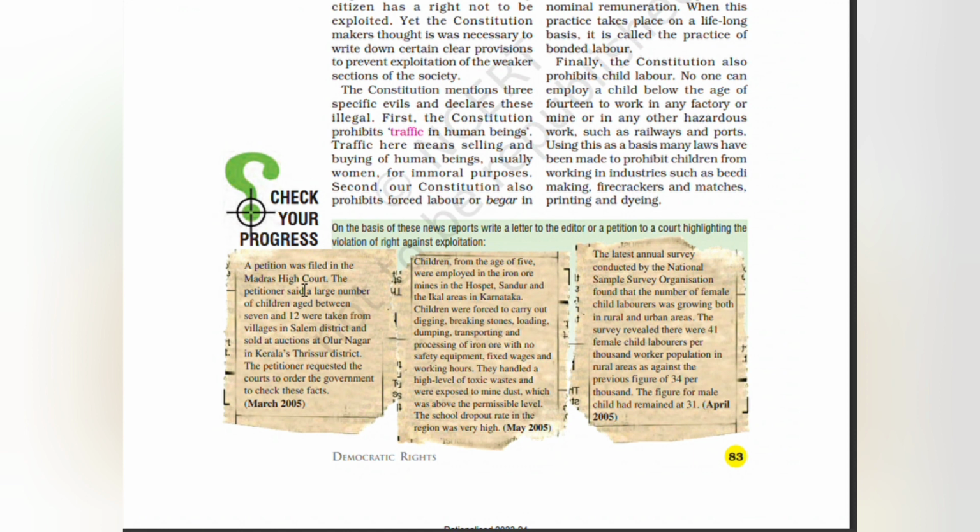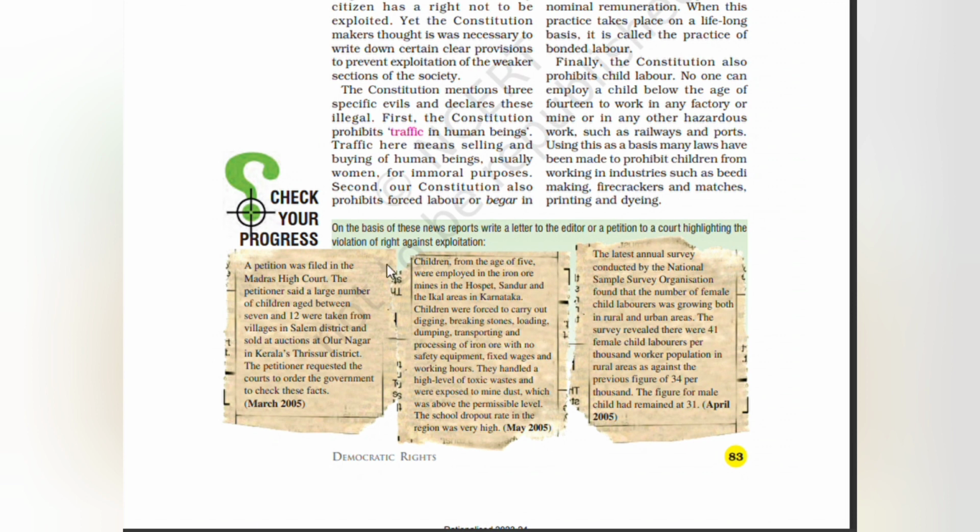A petition was filed in the Madras High Court. The petitioner said a large number of children aged between 7 and 12 were taken from villages in Salem district and sold at auctions at Oilur Nagar in Kerala's Thrissur district. The petitioner requested the court to order the government to check these facts.